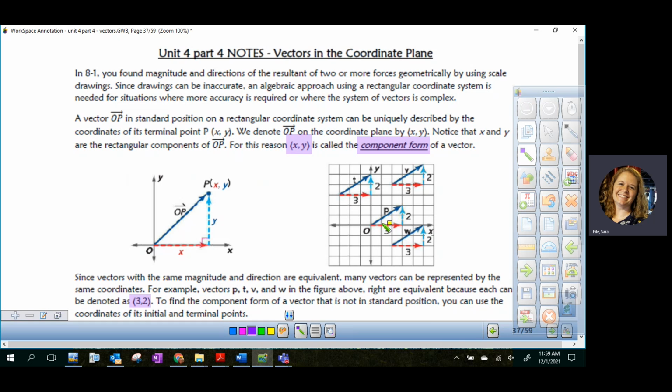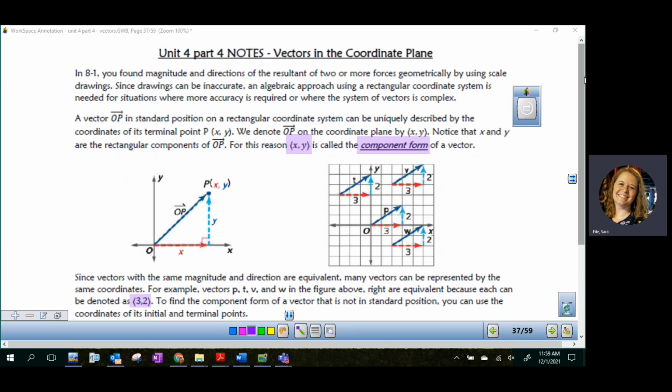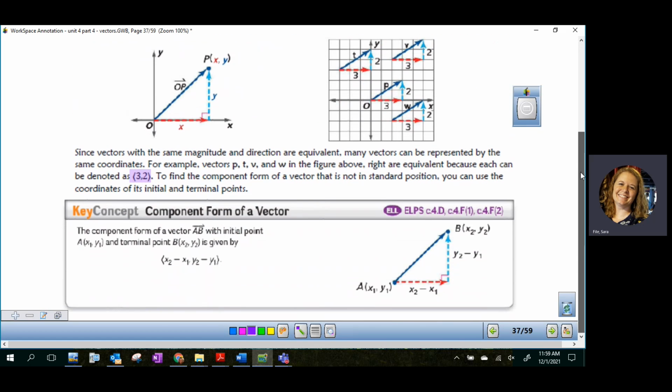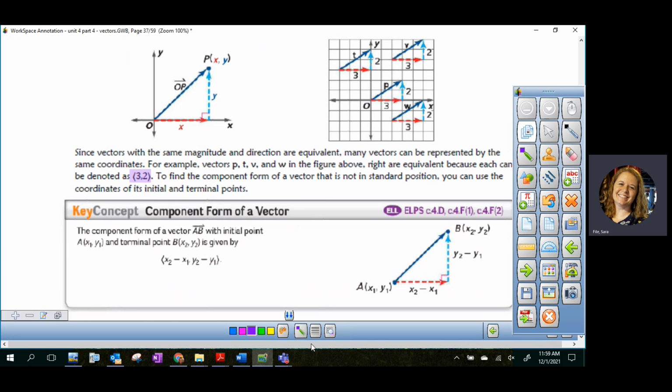Now, if it's not in standard position, it's not going to just come from the terminal point. To get those components, we use this little expression here to calculate that horizontal and vertical component. So you can see here, we find the difference in the horizontal, so x2 minus x1, that's the horizontal distance. And then we do the same thing for the vertical change, y2 minus y1. And that gives us our component form.